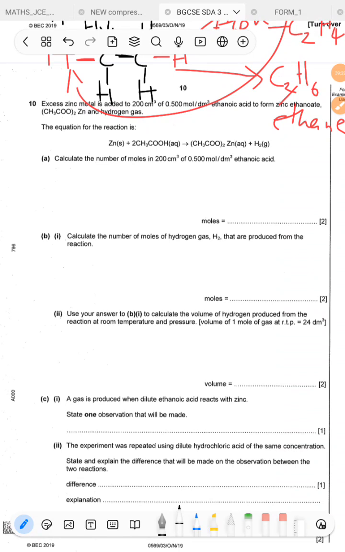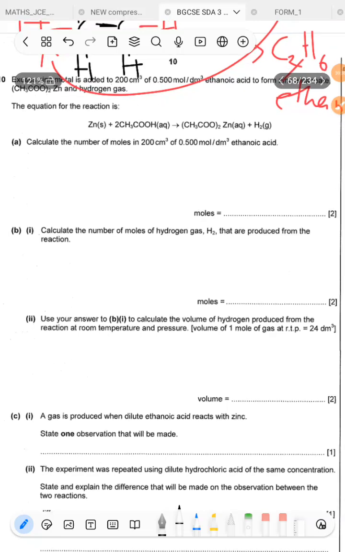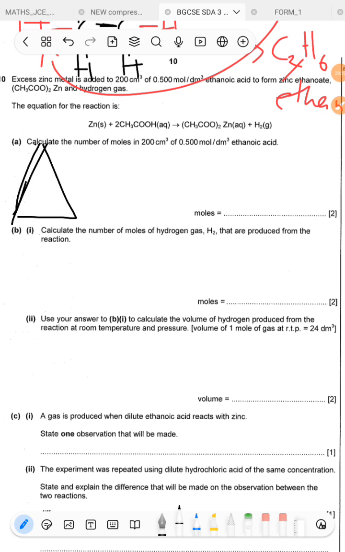Next, excess zinc metal is added to 200 cubic centimeters of 0.500 mole per cubic decimeter ethanoic acid to form zinc ethanoate and hydrogen gas. The equation for the reaction is shown. Calculate the number of moles in 200 cubic centimeters of 0.500 mole per cubic decimeter ethanoic acid. Let's remember our triangle.